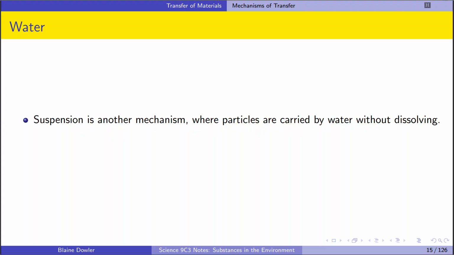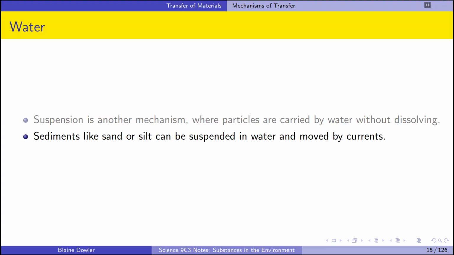Suspension is another mechanism where particles are carried by water without dissolving. Sediments like sand or silt can be suspended in water and moved by currents.